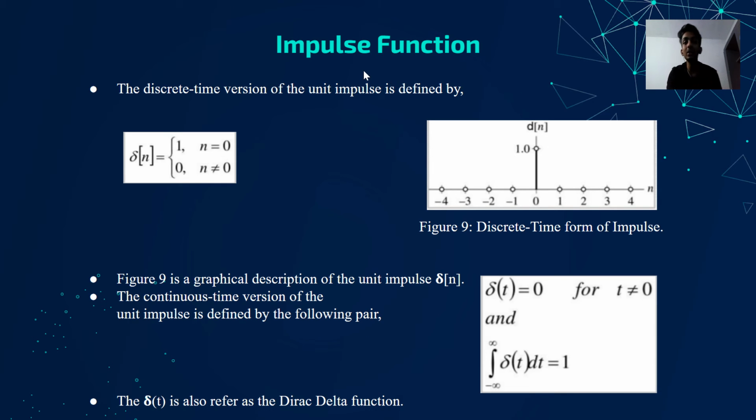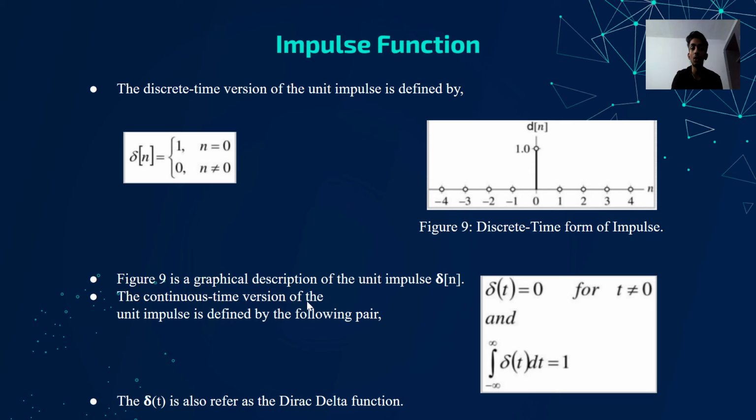Now moving ahead, we have the impulse function. The discrete time version of the unit impulse is defined as delta n equal to 1 when n is equal to 0, and when n is not equal to 0, for any other value, we have delta n equal to 0. This is also shown in this figure. So this is the discrete time form of the impulse function, the graphical description of the unit impulse function delta n.